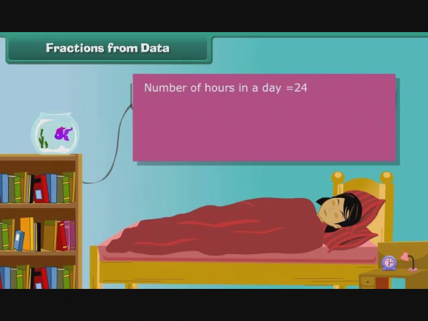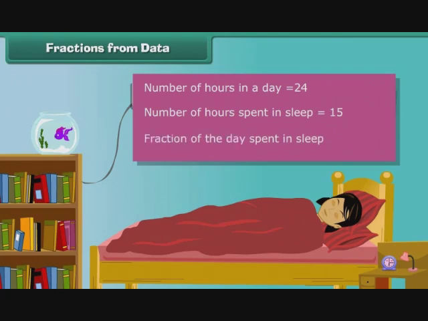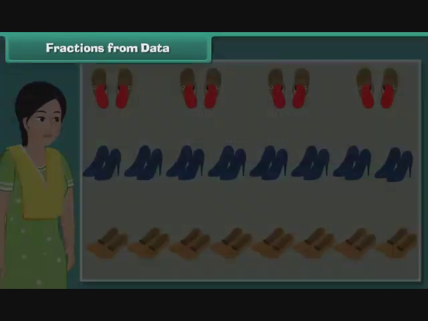Number of hours in a day is equal to 24. Number of hours spent in sleep is equal to 15. Fraction of the day spent in sleep is equal to 15 by 24, which is equal to 5 by 8.